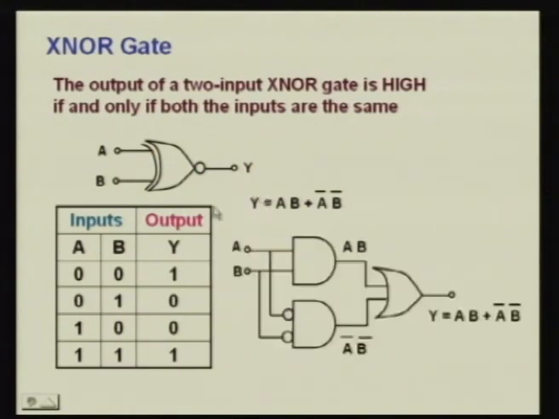Now we can again realize this XNOR gate using the basic gates, which are the AND gate, OR gate and NOT gate. We put A and B at the first AND gate, and A bar B bar through this inverter, or NOT gate, and we get A bar B bar at the output of the second AND gate. They are applied to the inputs of the OR gate, and we get this much, which is the output of an XNOR gate.